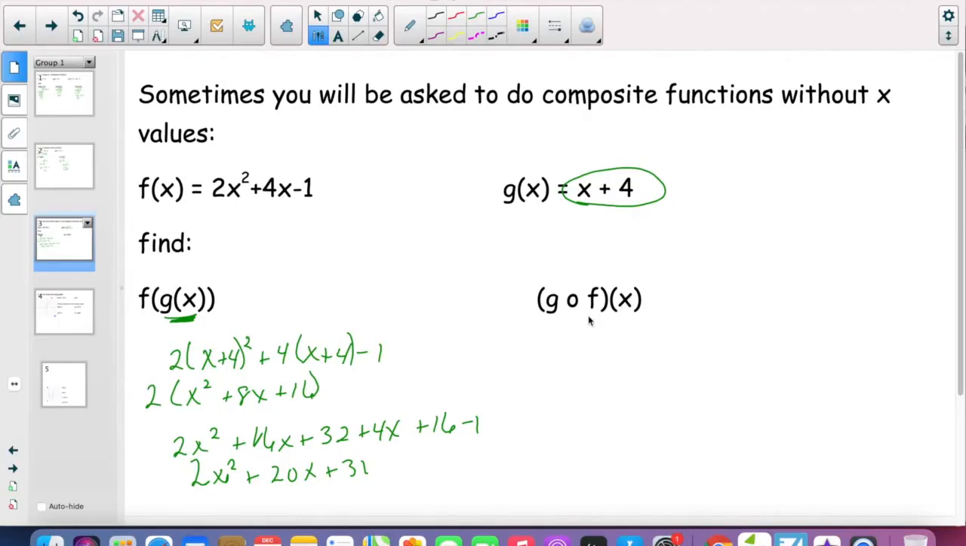In the next one, they want us to plug the f function into the g function. So for this one, we're going to plug the f function into the g function. In the g function, anywhere I have an x, I'm going to replace it with 2x squared plus 4x minus 1. So 2x squared plus 4x minus 1, and then I add the plus 4. So when I add the like terms, I end up with 2x squared plus 4x plus 3. And that would be my final answer.